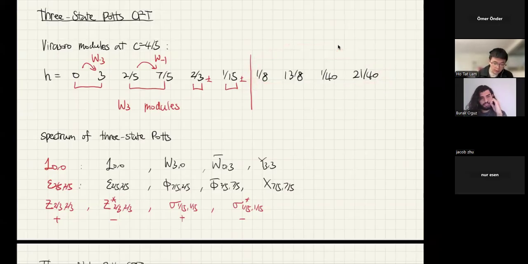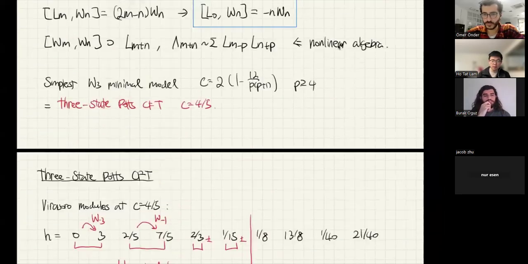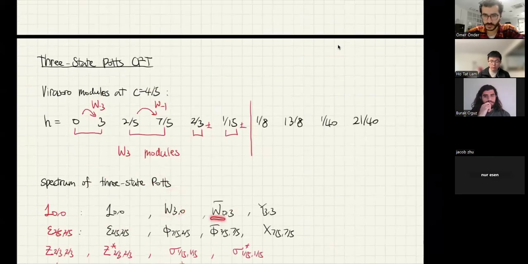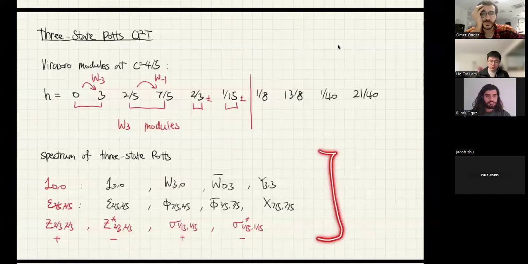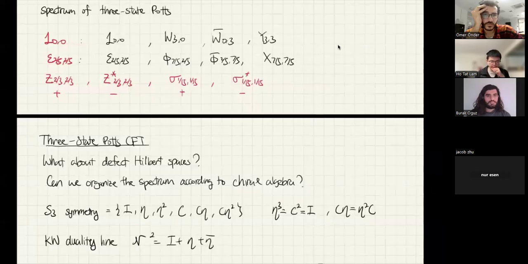And notice that in the spectrum of the three-state Potts model, we have these operators and these operators. They are conformal primaries which are chiral and anti-chiral, and they are precisely the generators of the W3 algebra. They are precisely the W operators that I mentioned here. These are the spin 3 chiral operators and spin 3 anti-chiral operators. Okay, so this is the local spectrum of the three-state Potts model, and we see that it is nicely organized into W3 modules.